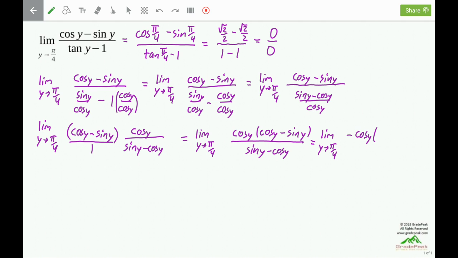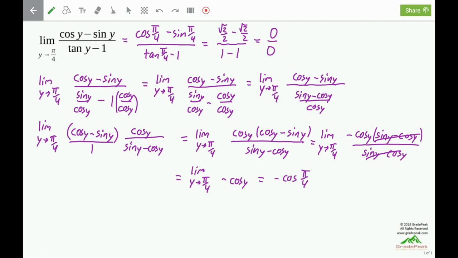And the negative will just be in the front, and that's going to make the sine y become positive and the cosine y be negative, so that it matches perfectly what we see in our denominator, which is also sine y minus cosine of y. And those factors can cancel. And after canceling, we are no longer a 0 over 0 indeterminate form. All we have left now is a negative cosine of y, and we can plug in the pi over 4 for any of the remaining y's.